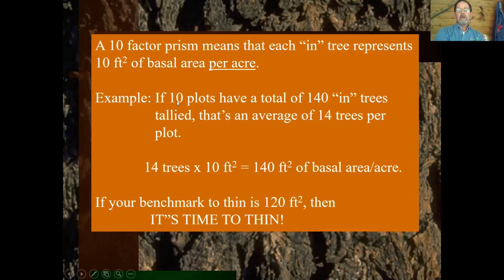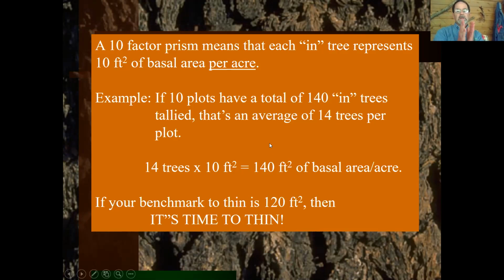So if we put in 10 plots and we have a total of 140 in trees that we've counted in those 10 plots, that means that we have an average of 14 trees per plot. What does that mean? Well, if we take the 14 trees per plot average and multiply it by this 10-factor prism, that gives us 140 square feet of basal area per acre.